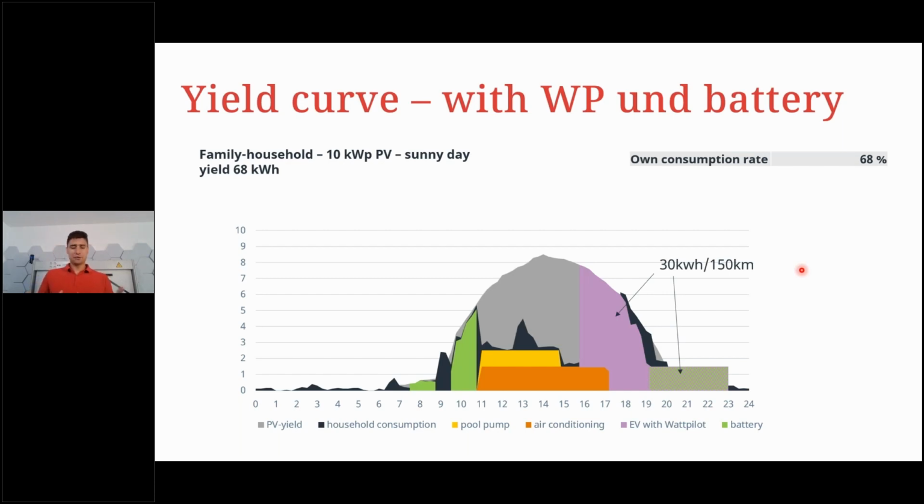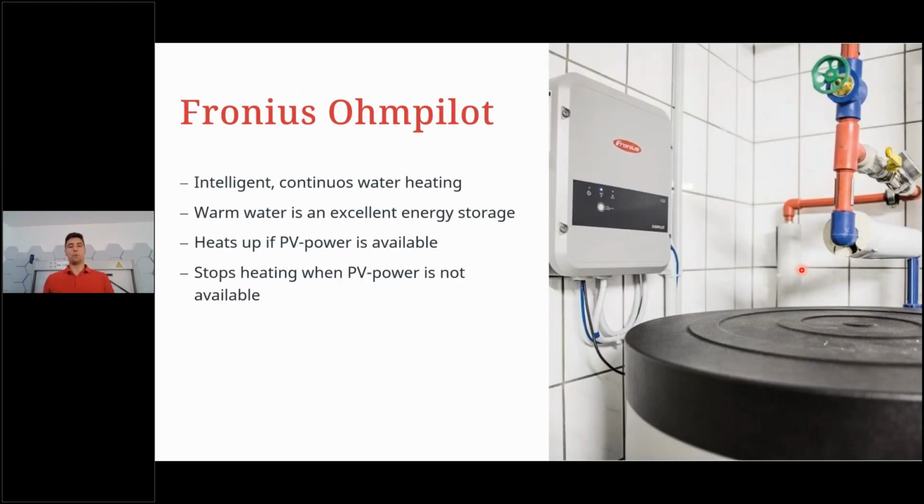And so I would like to show you one more device of Fronius energy flow management, and this device is called the Fronius Ohm Pilot. The Ohm Pilot works similar to the Watt Pilot. It is again an intelligent system. It is taking the surplus, exactly the level of the surplus from your PV system, and not more than this. But it is not charging your car. It is heating up your water.